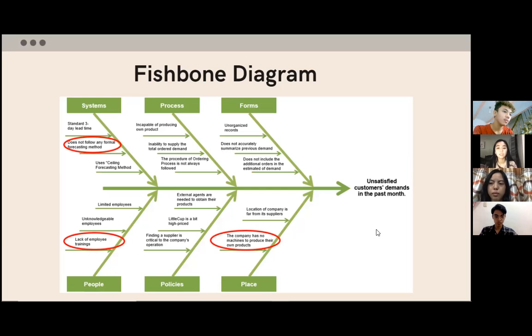If the company has the ability to manufacture their own products, they won't have to find an external source. They can control the production time to supply more demands, and they can easily handle any additional orders of the customers. The third one is insufficient employee training. If employees are well informed and educated, each process in the company's operations will run smoothly.